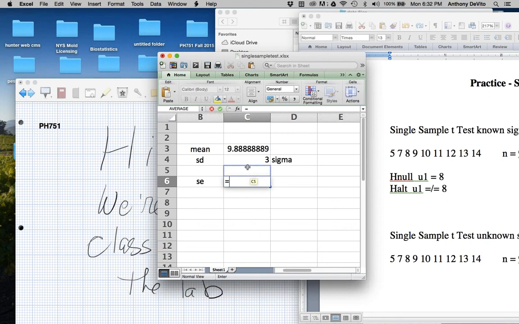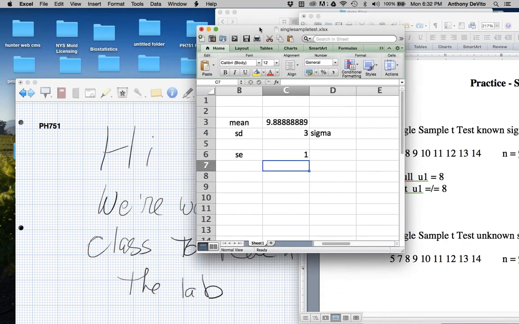Our standard error is equal to the standard deviation divided by the square root of the sample size. What's the sample size? 9, right? So divided by 3. The standard error is equal to 1. Now, if we were going to look at our formula, what is our formula going to look like for our z-score or our t-score? First of all, what am I going to be looking for here, a z-score or a t-score?